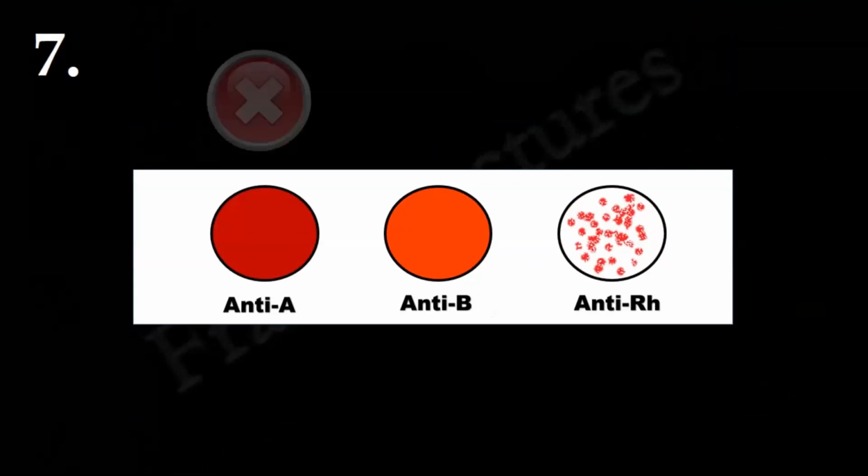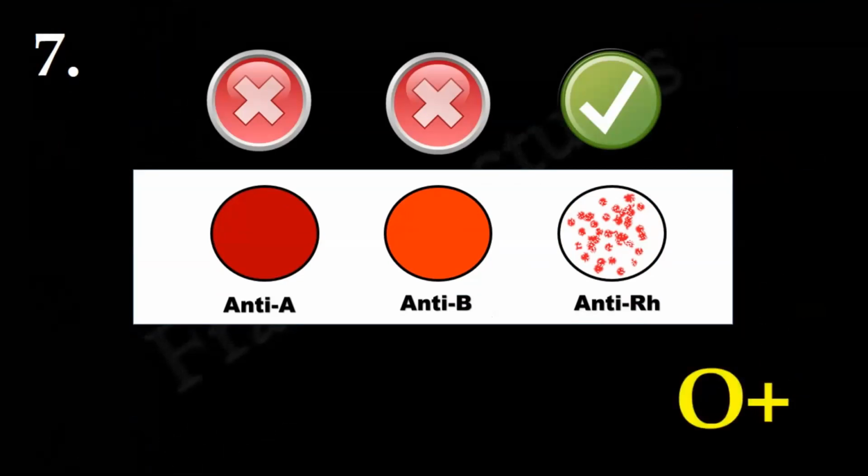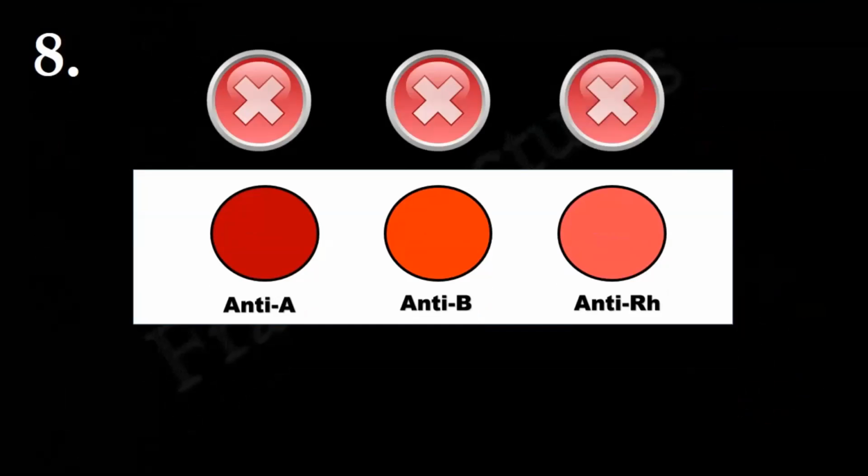Here, no agglutination is observed in anti-A and anti-B circle, therefore both A and B antigens are absent. Agglutination in anti-Rh circle indicates presence of Rh antigen. Therefore, blood group is O positive. Here, agglutination is absent in all the circles. This means all the 3 antigens are absent on the RBCs. Therefore, blood group will be O negative.